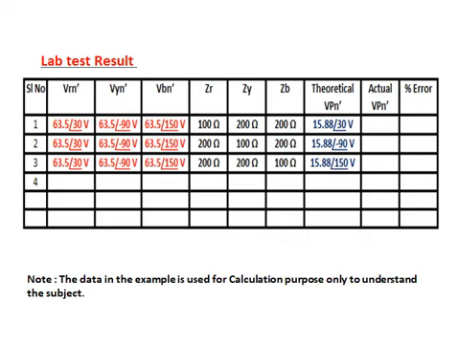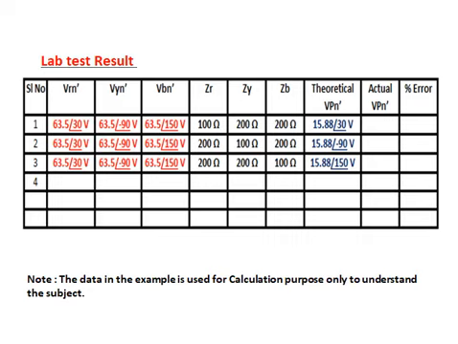Lab test result. You see in the table, first is serial number, second is VRN', VYN', VBN', then ZR, ZY, ZB, which are the load resistances. Then the theoretical VPN', that is the neutral displacement voltage due to the loads ZR, ZY, ZB. You measure the voltage, record it, and find the error. VRN', VYN', VBN' are the virtual neutral phase-to-neutral voltages, that is 63.5 angle 30, 63.5 angle minus 90, 63.5 angle 150.